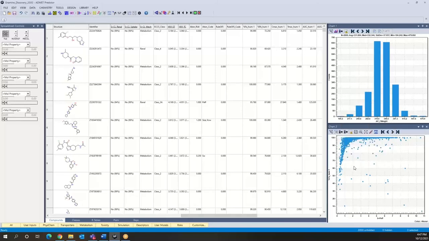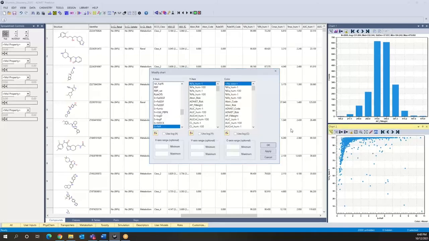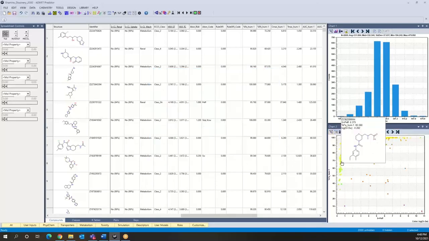But however, there are compounds that do fall out of this relationship, and again, if we color our compounds by solubility, we're going to put solubility on the log scale here, you will notice that the compounds that fall out of that general relationship are compounds that are predicted to have lower solubility, and those are referred to as solubility limited compounds.